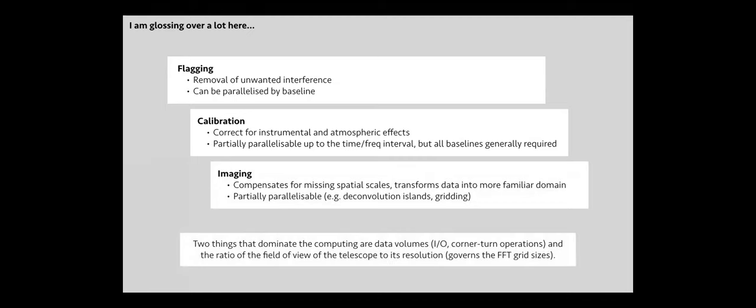But the two things that dominate the computing in any of this are basically the data volume. So these new machines produce a terrifying amount of data. You have to read that data. The visibilities need conditioning during the gridding. You may have to do a corner turn operation. And also the ratio of the field of view of the telescope, which is for an interferometer governed by the size of any one of its individual dishes, to its resolution, which is governed by the maximum separation of these dishes. This basically governs the size of the grid that you need to do a Fourier transform on.